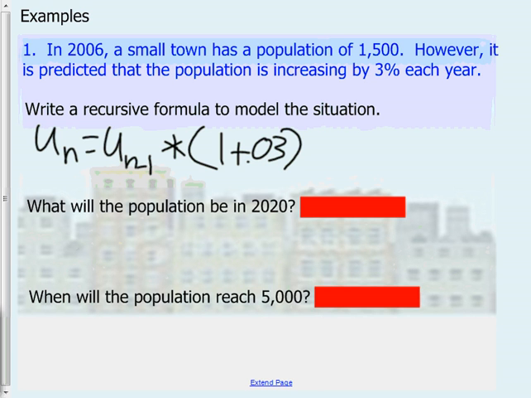And then, of course, we need our last pieces to it as well. So we go u of 1 is equal to 1,500. In fact, in this case here, I probably wouldn't do u of 1. I would do u of 2006 exactly. So u of 2006, and this is where it's equal to 1,500. This is where those different starting values come in.